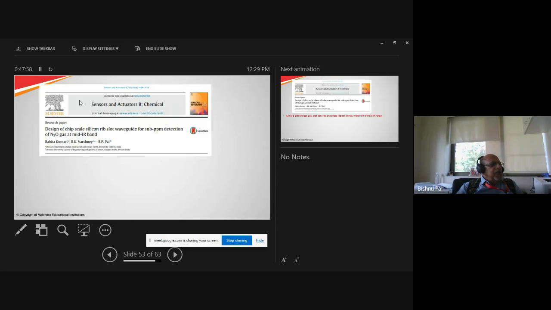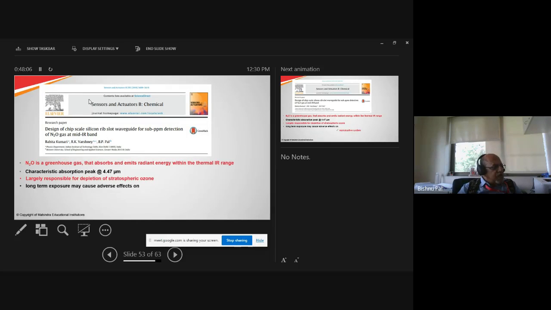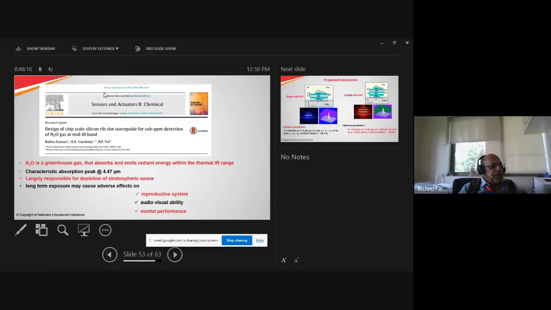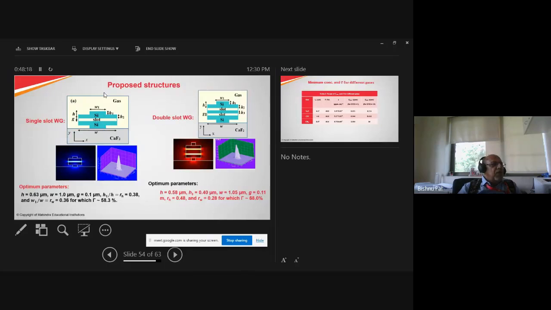In another one, we did N2O gas detection in the mid-infrared, at 4.47 micrometer absorption. We designed it, again, very small. N2O is a greenhouse gas and largely responsible for depletion of stratospheric ozone. Long-term exposure may cause adverse effects on the reproductive system, audiovisual ability, and so on. So this is a slot structure shown here.